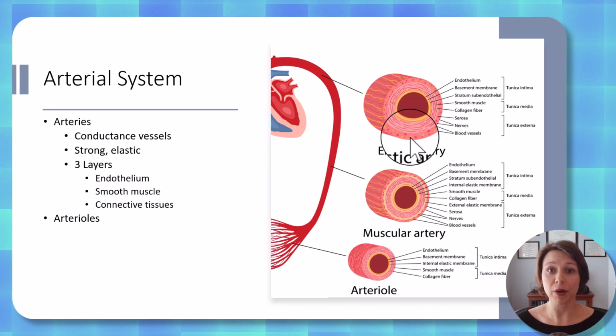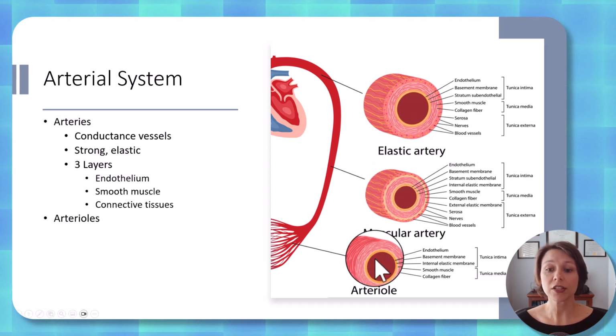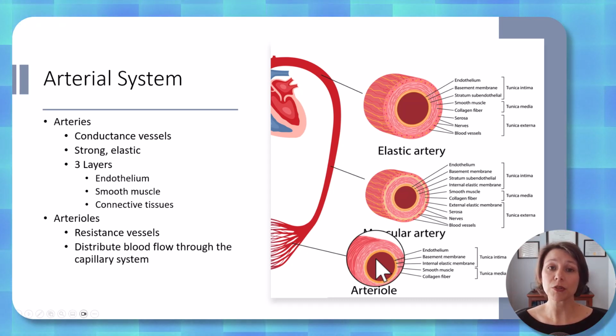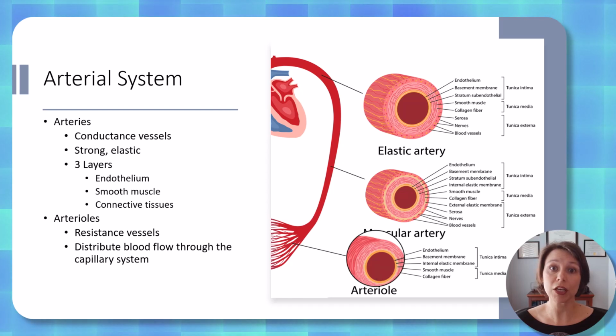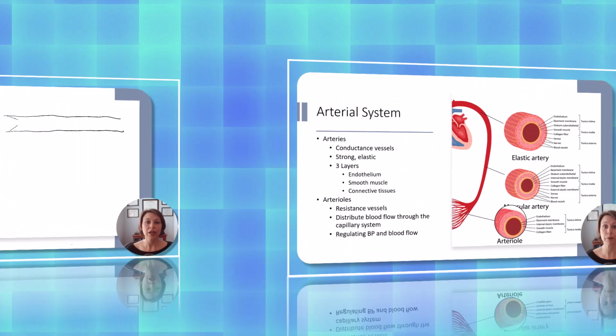As you go further into the body, arteries are then going to split into arterioles. Arterioles are our resistance vessels. They're going to help distribute blood flow through the capillary system. So they're going to be really important when it comes to regulating blood pressure and blood flow.